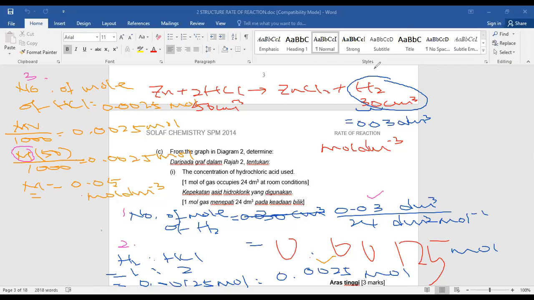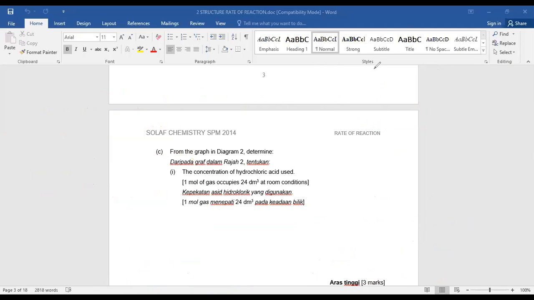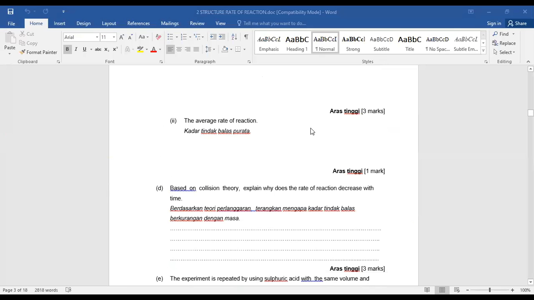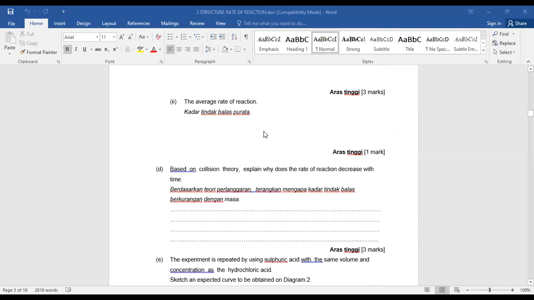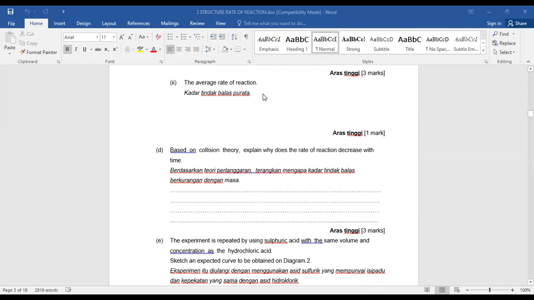We are now going to clear this off first, and now the next part. The average rate of reaction. So how are you going to calculate? Yesterday we mentioned the average rate of reaction will be the volume divided by the time taken. So the volume divided by time taken.